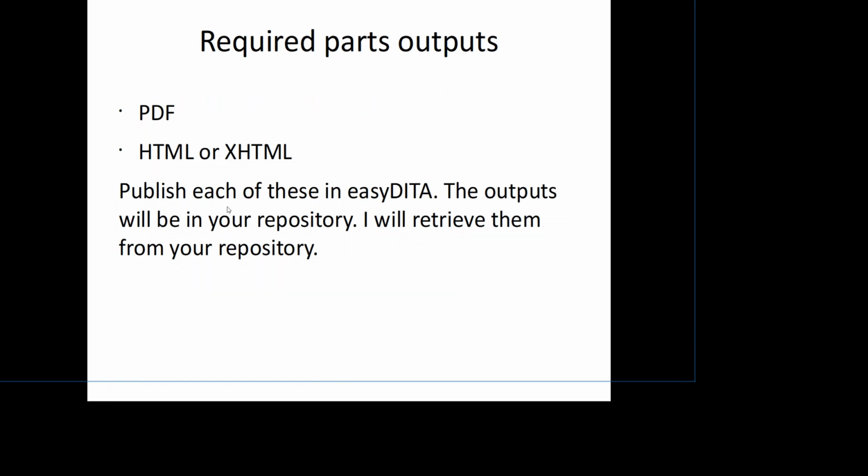And then your required outputs will be PDF, HTML, or XHTML. You'll publish each of these in easyDITA, and the outputs will be in your repository. I will retrieve them and evaluate your work. Okay, so that's D2. If you do all of those steps successfully, you will get all of the points that are available in that project.